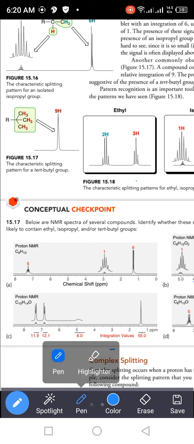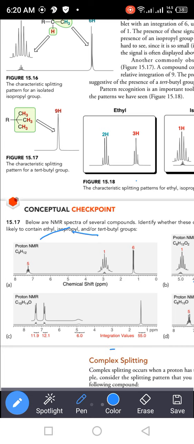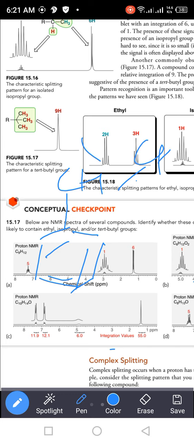There is an aromatic compound. Let us draw the simple aromatic compound benzene. When we draw benzene having 3 pi bonds and one ring, that means 4. 4 degrees of unsaturation is satisfied here in this benzene. Now we will draw the isopropyl group, CH3.